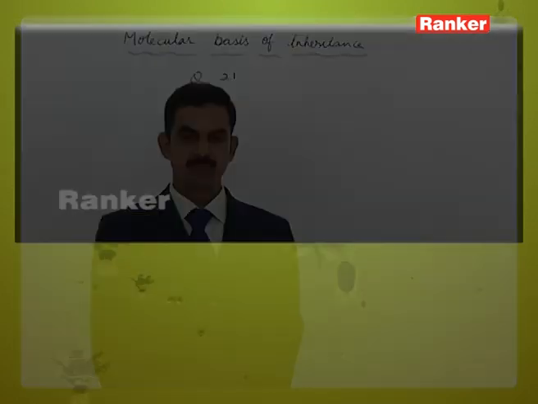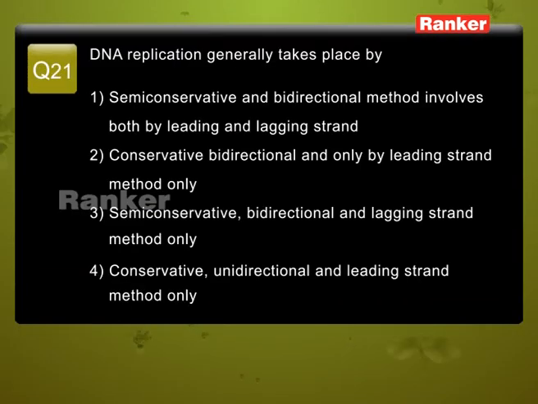Question number 21, DNA replication generally takes place by: 1. Semi-conservative and bidirectional method involves both by leading and lagging strand. 2. Conservative, bidirectional and only by leading strand method only. 3. Semi-conservative, bidirectional and lagging strand method only. 4. Conservative, unidirectional and leading strand method only.